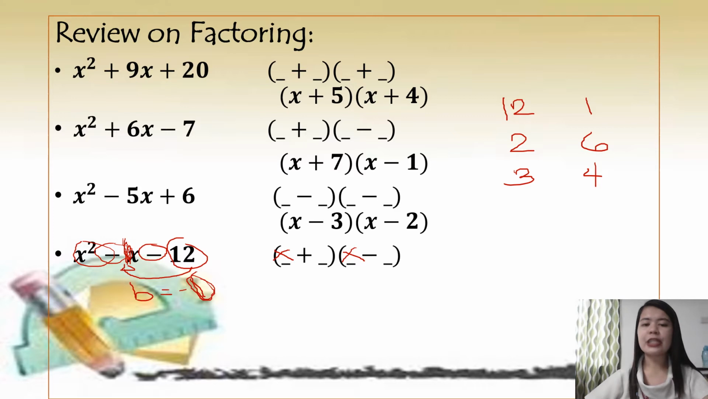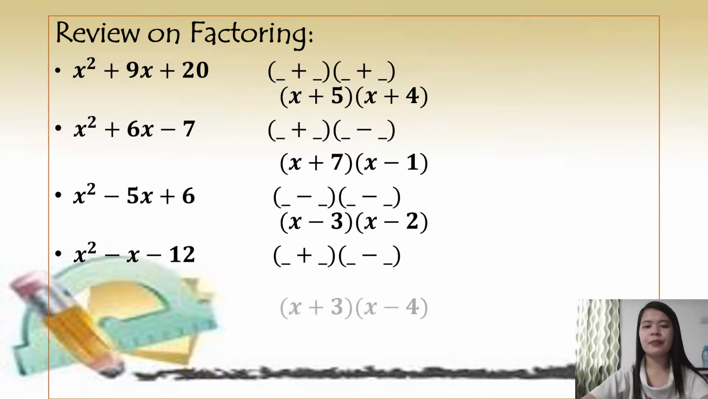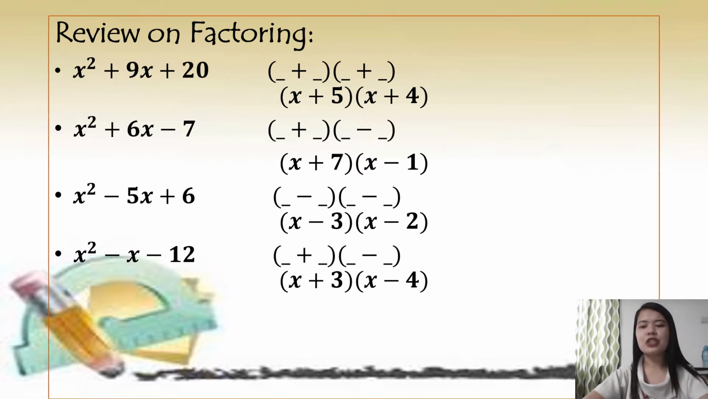And the answer is 3 and 4. Saan natin ilalagay si 3 at saan natin ilalagay sa 4? Dahil ang sign ng ating middle term ay negative, yung mas malaking number ang ilalagay natin sa negative sign, while the remaining one will be a positive 1. So we have here x plus 3 and x minus 4. This is just a review from what you have discussed on factoring during your grade 8 mathematics.